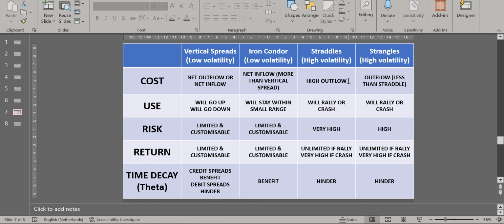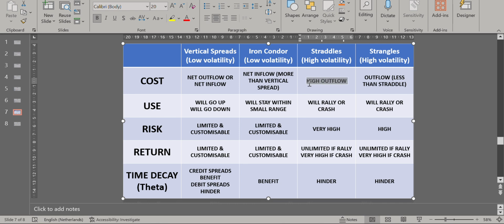Here the straddle, the long straddle, the outflow is the largest, right, because the options are at the money. Here the outflow is also significant, but less than the straddle, because the options are out of the money, and so they cost less, all right.